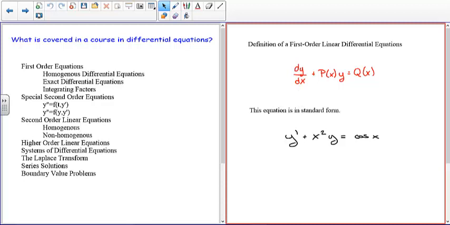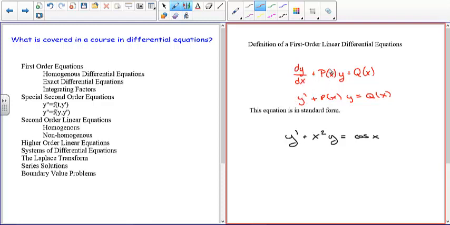So we can write this equation this way, or we could write it as y prime plus p of x times y equals q of x. If it had y double prime, it would be second order. If it had y triple prime, it'd be third order. So that's why it's first order.